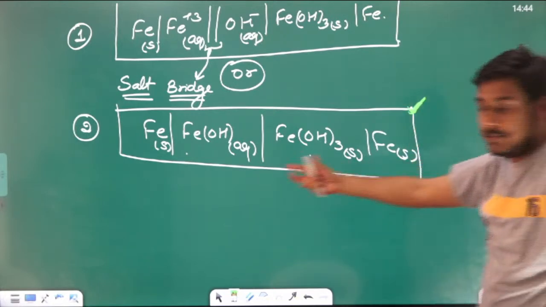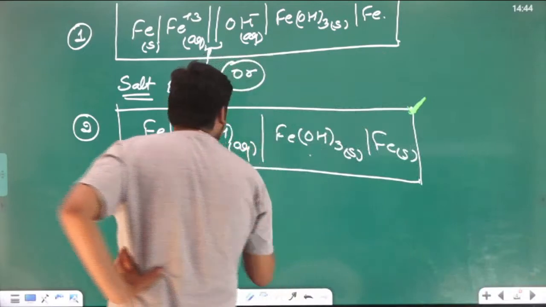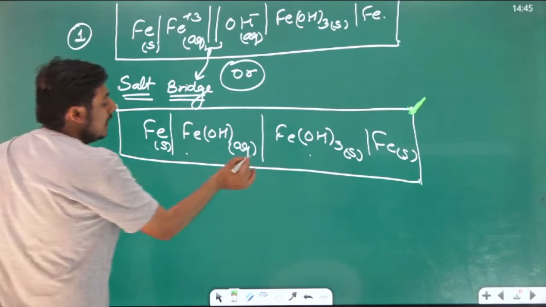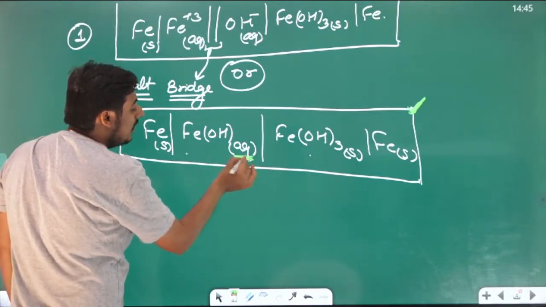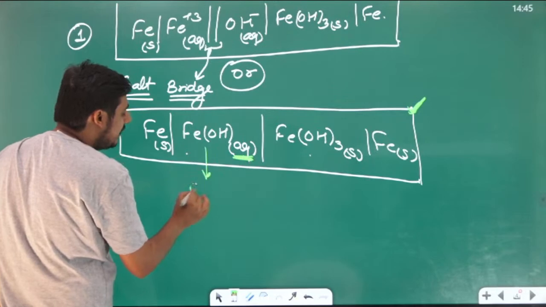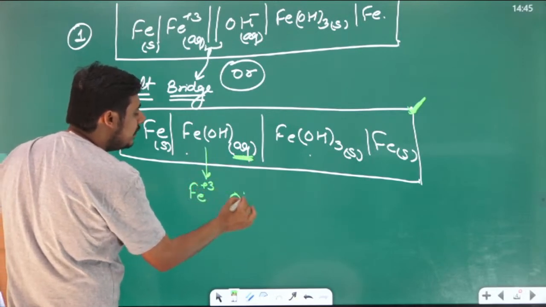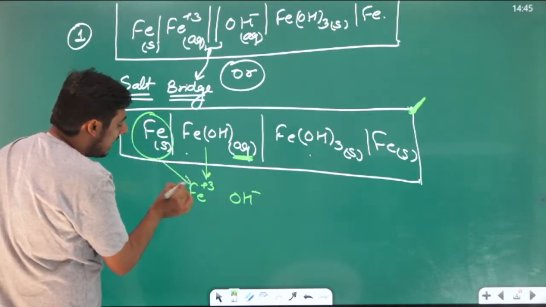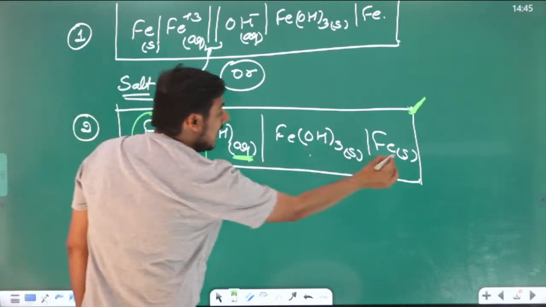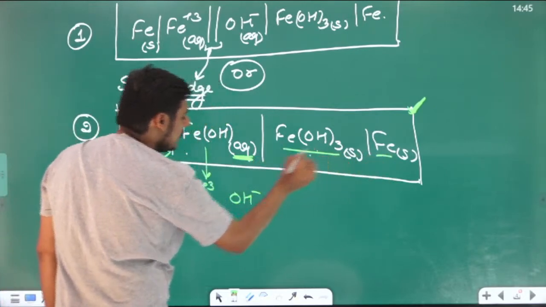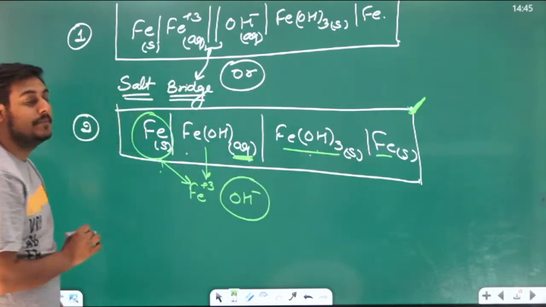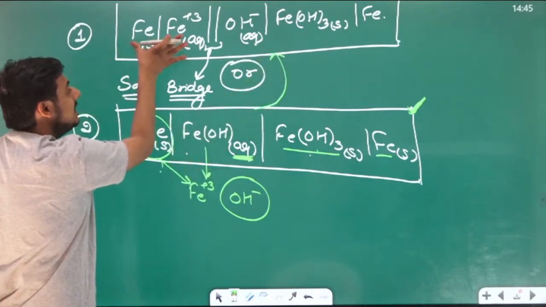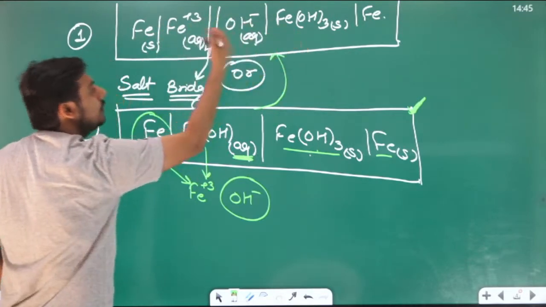To solve this particular cell, to find out the cell reaction, what is the anodic half, what is the cathodic half, what you have to do is, whichever part is aqueous, try to break it into ions. When you break it into ions, you will see that there is a metal which is in contact with its ion, and there is a metal as well as a metal insoluble salt in contact with its anion. Now just write down this representation in this manner. You will easily see the anodic and cathodic half, and now you can write down the cell reaction.